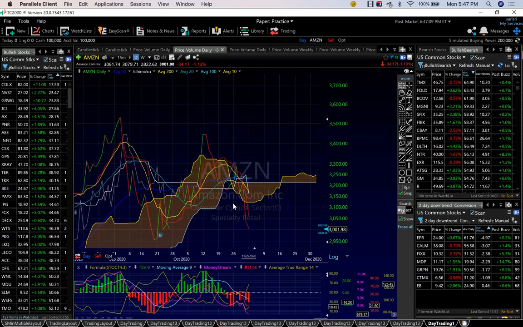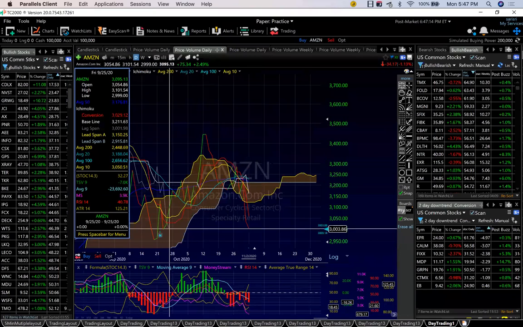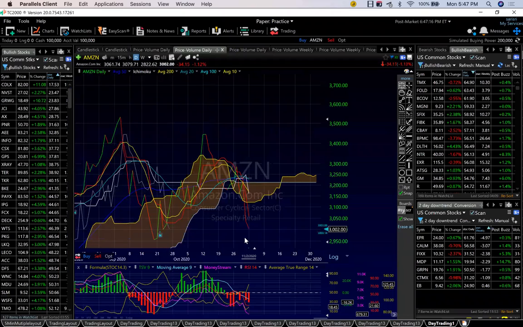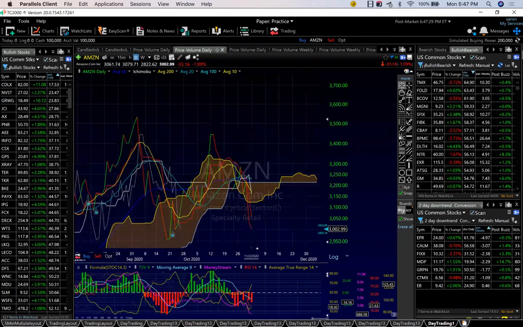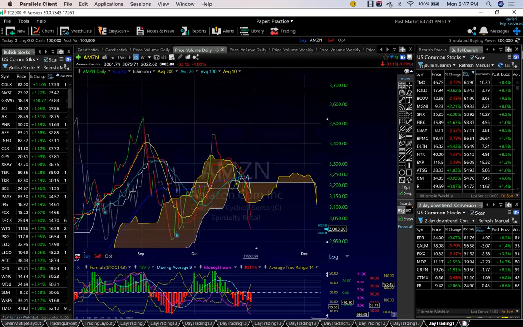You see that it is below the cloud, and the lagging span is below the price. But if you want to draw a flat line to see where it is heading, the next thing you can see is that it has gone beyond this one. Let's see where it is heading. If I draw a flat line here, this looks very close, but not very close.